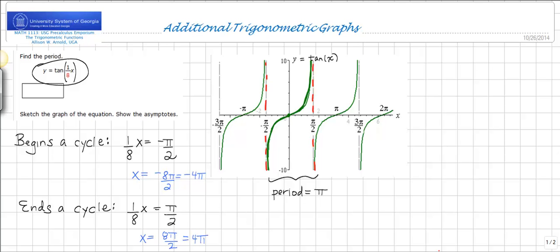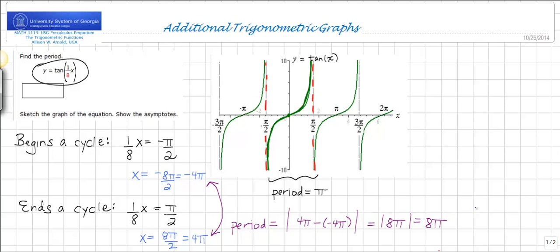Okay? And if all I want to know, if the question just terminated at the period, is the absolute value of where you end the cycle minus where you begin the cycle. In other words, the net horizontal length, which in this case is 8 pi.